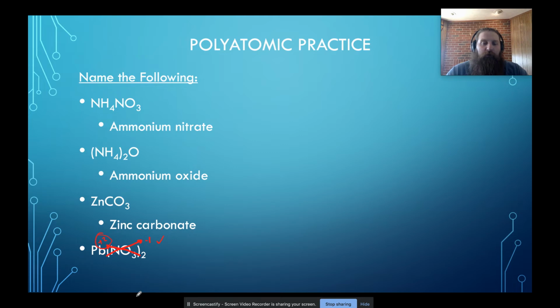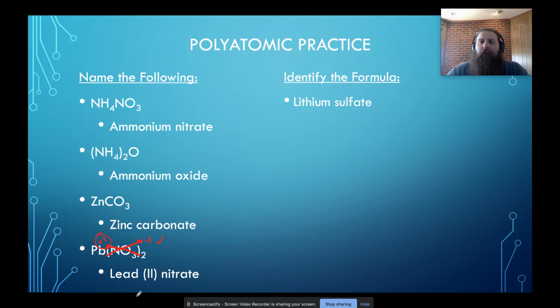So that means that 2 is the right charge for lead. So I say lead(II) nitrate. That's my answer. Now let's go the other way. Let's write the formula. All right, lithium sulfate. Well, I have lithium. I have sulfate, SO4. We've memorized sulfate is SO4 -2. Lithium is a group 1 metal, so it's +1. I'm going to cross my charges. 1 sulfate for every 2 lithiums, so Li2SO4.